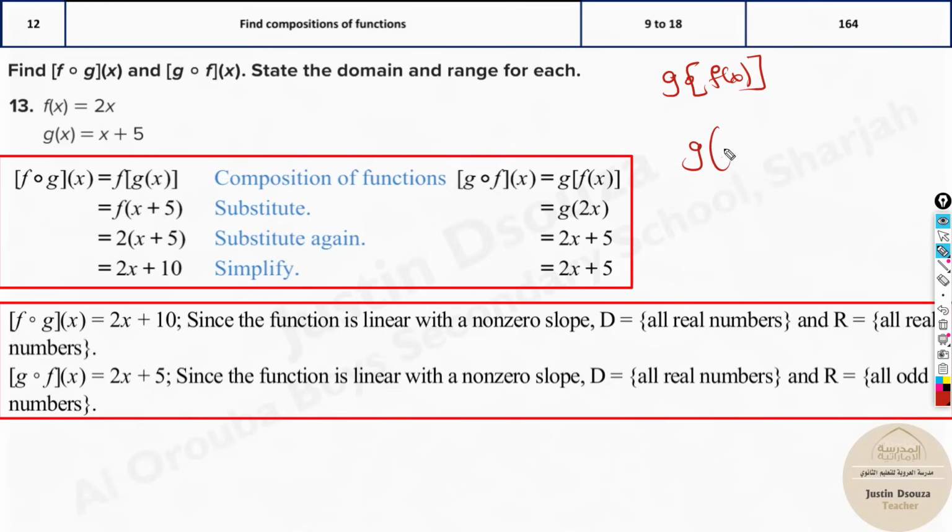Same thing. G of what is f of x? 2x. Now what does g of x say? G of x is x plus 5. Now g of 2x must be 2x plus 5. Wherever x is there, you substitute this value. This is 2x plus 5. That's it. You can't simplify it further. So this is also a polynomial. All real numbers are the solutions.